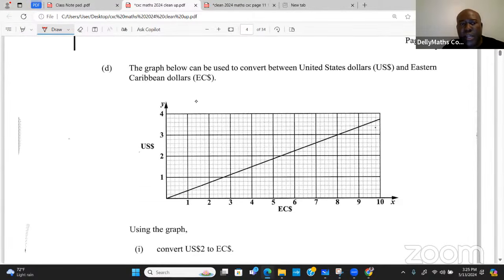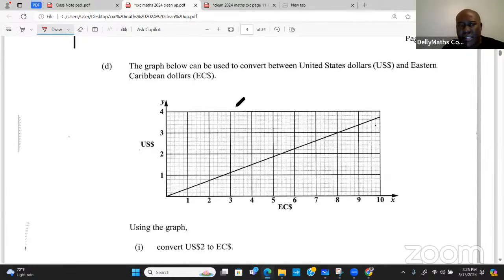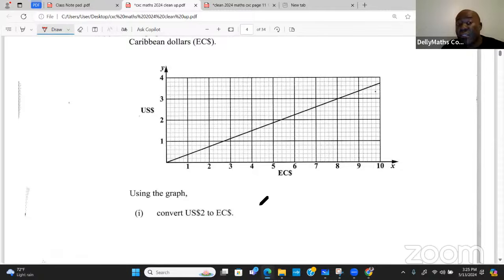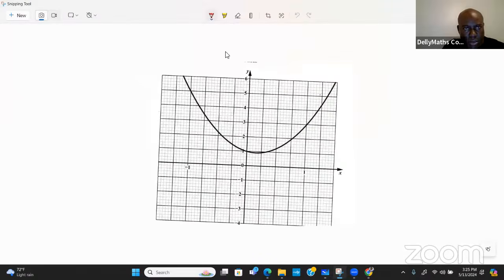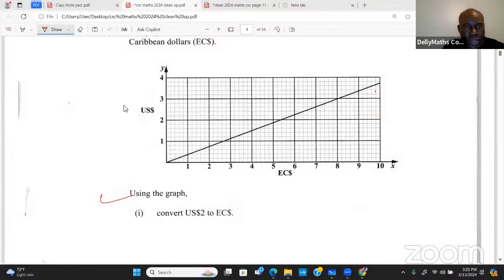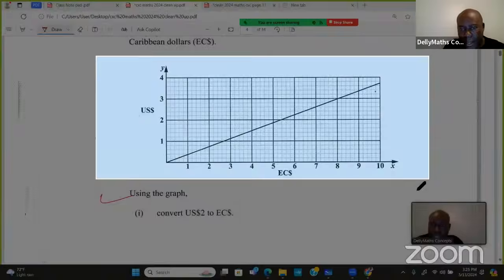This question says, the graph below can be used to convert between United States dollars, which is US, and Eastern Caribbean. So you're seeing Eastern Caribbean on the x-axis, and US is on the y-axis. It says using the graph, and very important here, what we want to do is to convert US to EC. So let me take this graph to my other screen. We'll take this to the other screen very quickly. All right.